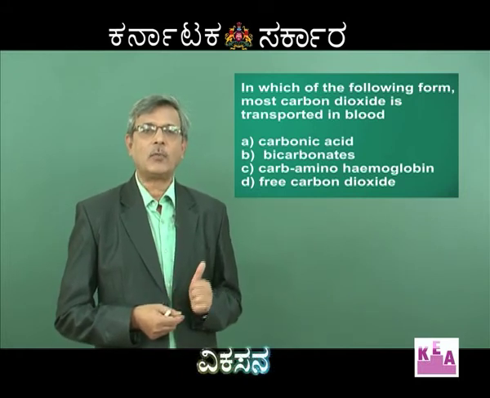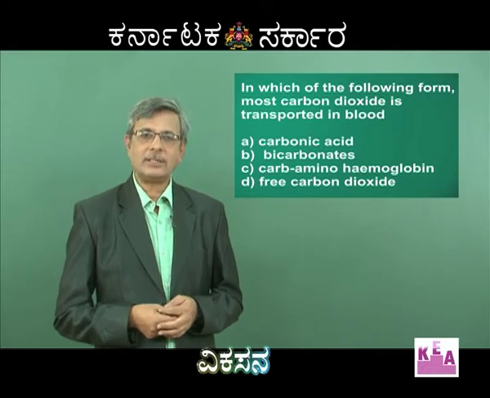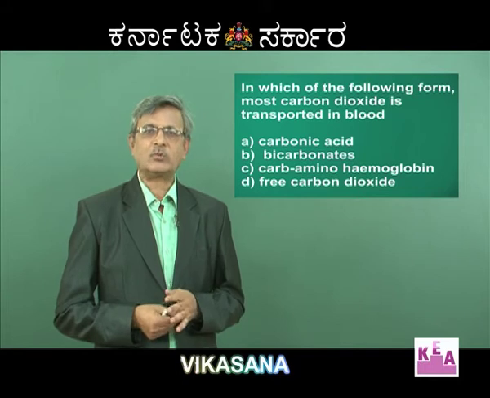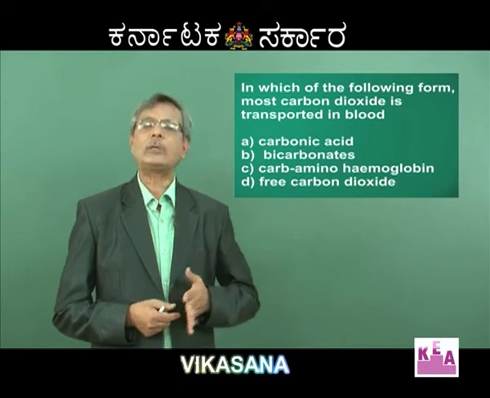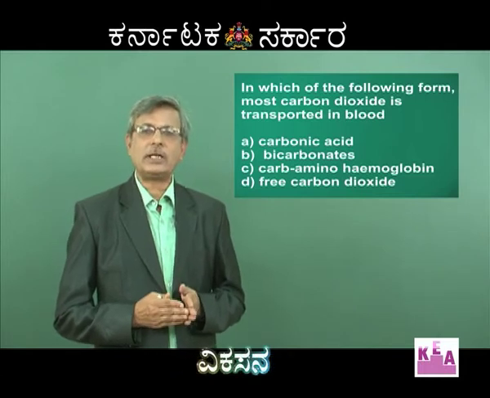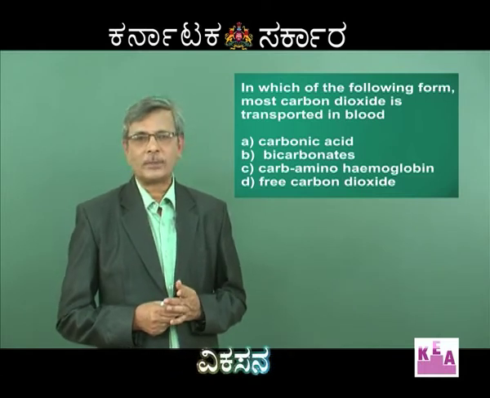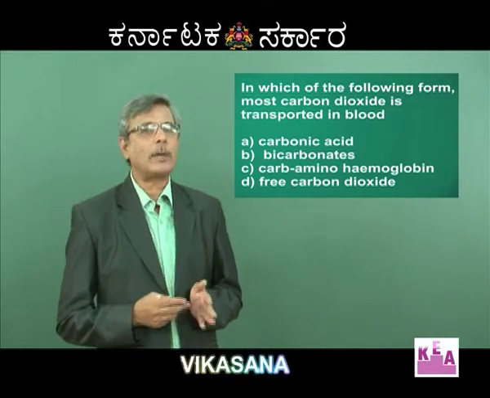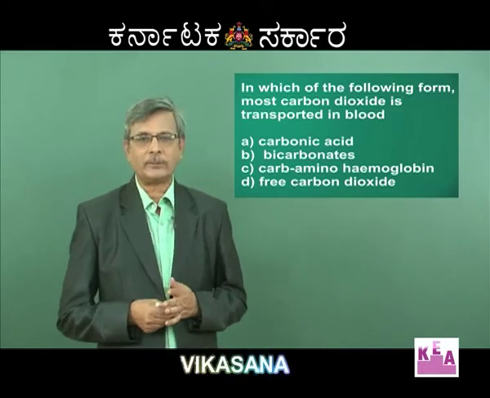One, in the form of carbonic acid, that is in a state of solution in plasma, which is going to be around 7 to 9%. The second is it is taken in the form of bicarbonates. When you talk about bicarbonates, it is taken in the form of sodium bicarbonate and potassium bicarbonate.